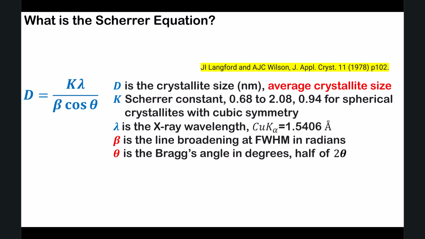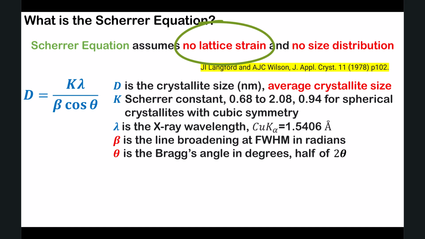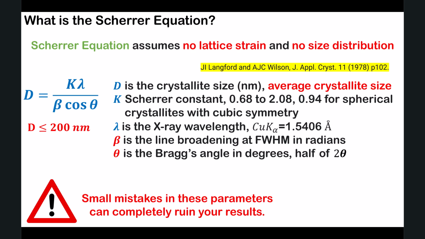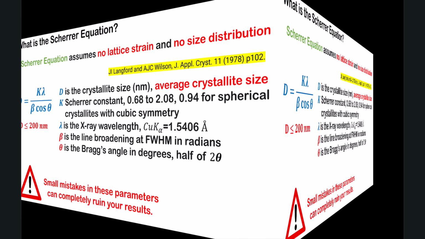Now keep this in mind. This equation assumes no lattice strain and works best when the crystallite size is below about 200 nanometers. Even a small mistake in any of these parameters can completely ruin your result.